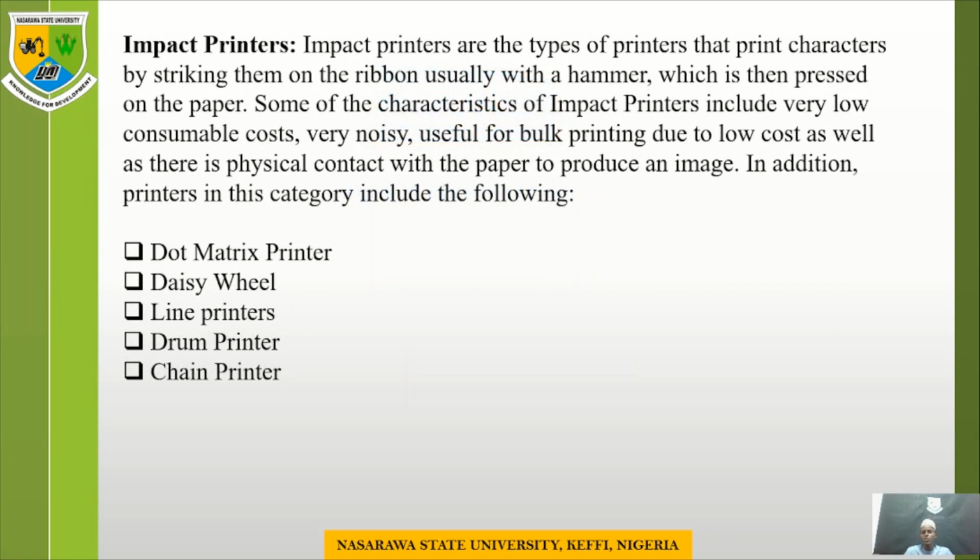Impact printers are the type of printers that print characters by striking them on a ribbon, usually with a hammer, which is then pressed on paper. The ink will appear when it's pressed on paper, and the document will be printed. Some of the characteristics of impact printers include very low consumable cost.